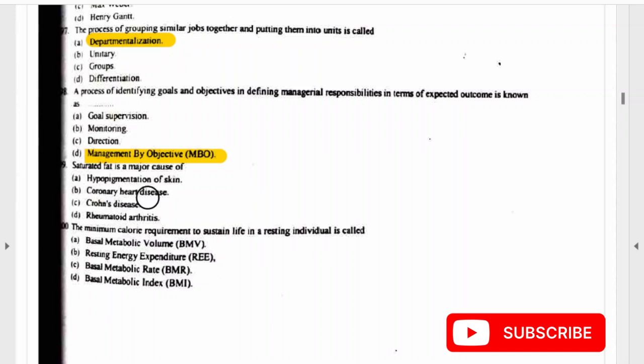For the next question, saturated fat is a cause of what? You can tell me. It is a cause of coronary artery disease. You know your coronary arteries, right? Saturated fat is actually one of the major causes of this. So what about the last question? The minimum calorie requirement to sustain life in a resting individual is called, who can answer this? The answer should be BMR, basal metabolic rate. Basal metabolic rate is basically the amount of energy the body needs to perform basic life-sustaining activities.